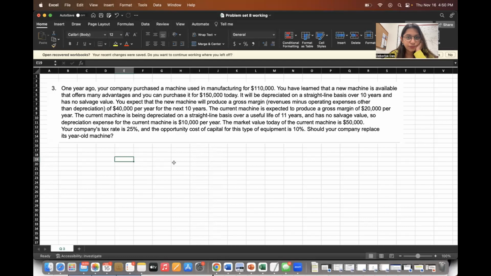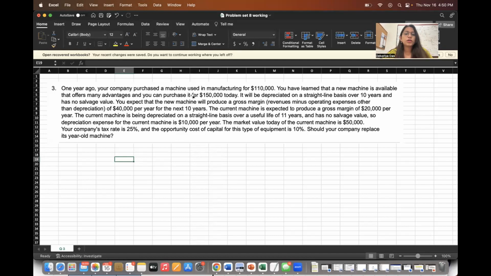Okay, so let's get started. We're going to do this problem. One year ago, your company purchased a machine used in manufacturing. You have learned that a new machine is available that offers many advantages. You can purchase it for this amount.